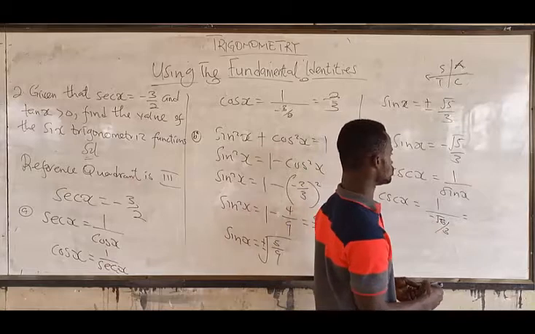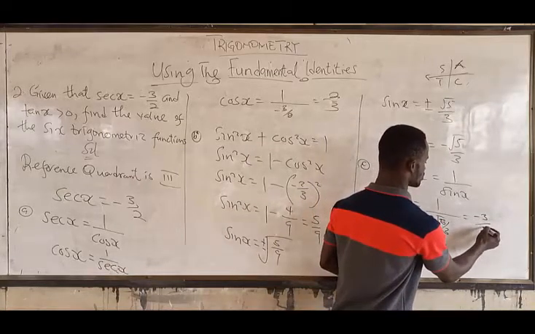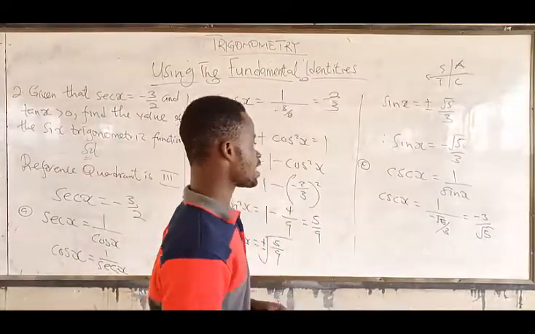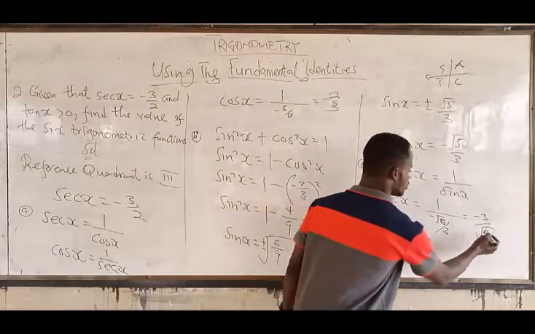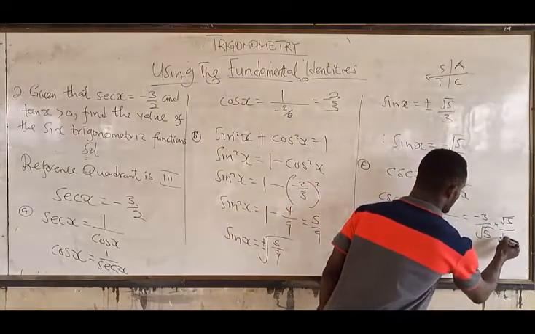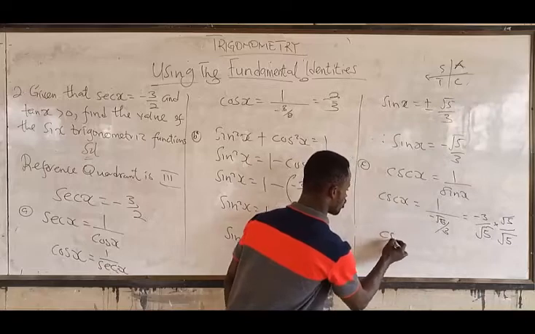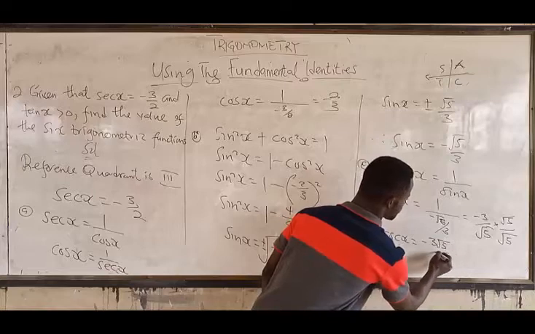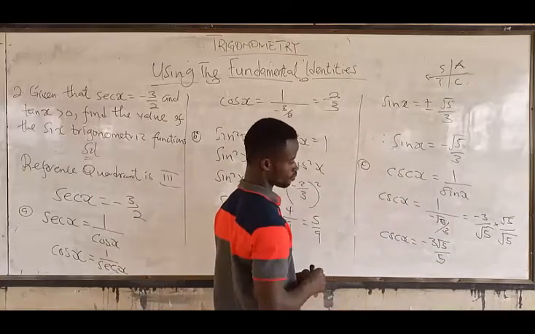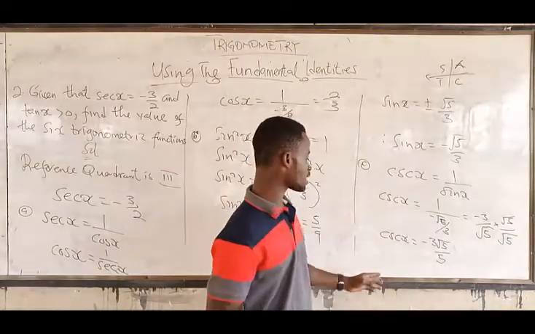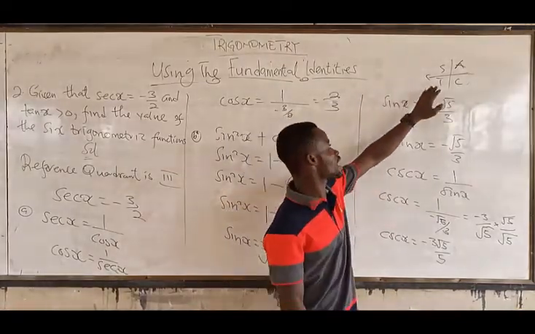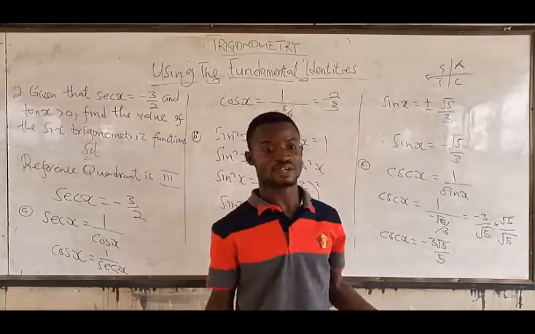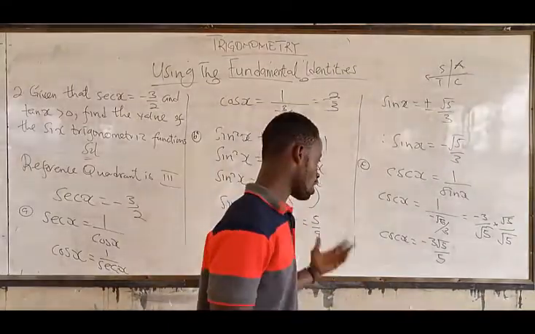And that is going to give you negative 3 over square root of 5. But we need to rationalize it. So multiply here by square root of 5, here by square root of 5. Therefore, cosec x is negative 3 square root of 5 over 5. And that is for cosec. But still, we are working in the third quadrant, and cosec is going to be negative since it's a reciprocal of sine. So no problem there.